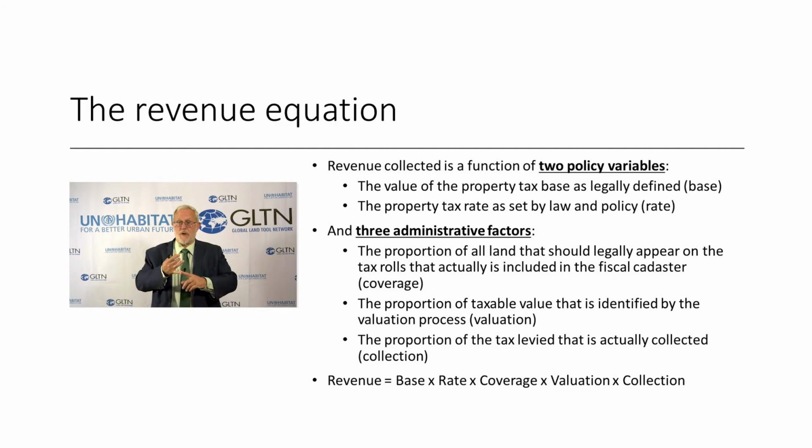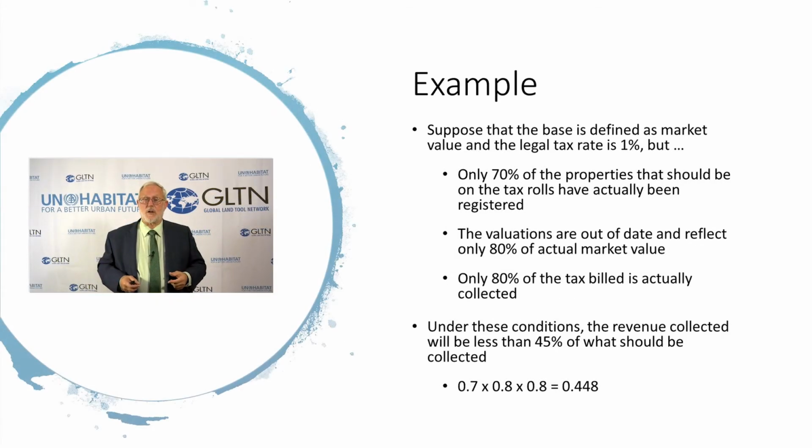So you have coverage, you have valuation, you have collection, and you can see on the bottom of this slide the revenue equation: the amount of revenue that you get is based upon the base times the rate times the percentage of properties that should be on the roll that actually are, times the percentage of value that should be there that actually is, times the percentage of value that is collected compared to how much it should be collected. Let me give you an example to show you how this works.